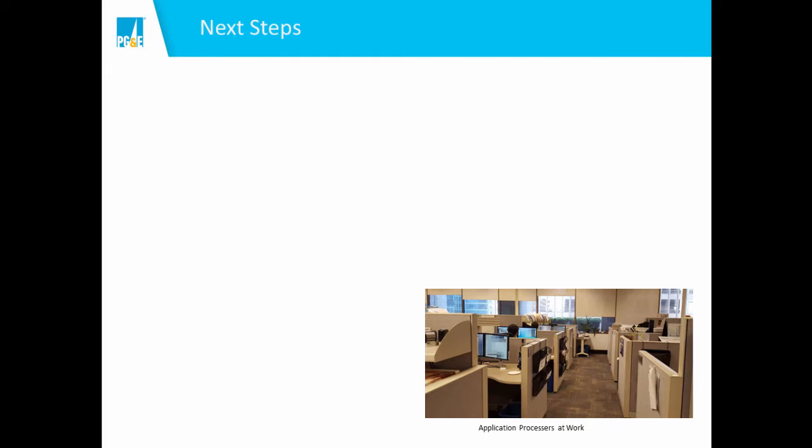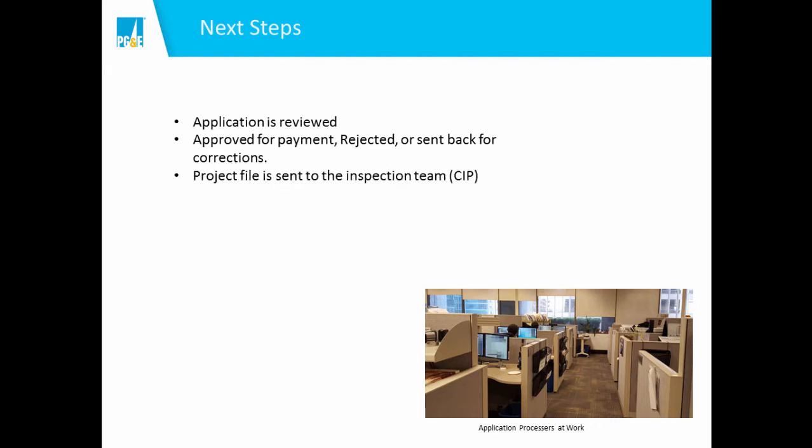So after you've submitted your application, next step is the application is reviewed. Then it's either approved, rejected, or sent back to you to make corrections or upload additional documentation. Then the project file is sent over to the inspection team. The inspection team is also known as CIP. After it gets back from inspection, it's either paid, partially paid, or rejected.